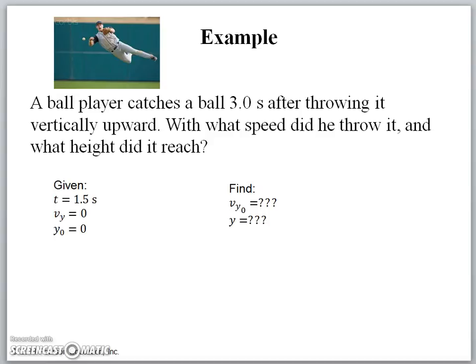Here's the trick. When you first write our givens and finds, the time I jotted down here is 1.5 seconds. That's because the velocity in the y direction at its maximum height is equal to 0. And we know already that it takes half the time for the ball to reach its maximum height if we're given the total time of 3 seconds. The last given is that we define that the ball is thrown at an initial position of 0. Now please press pause to solve the first unknown, which is the initial velocity.